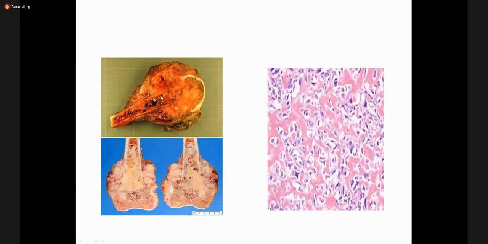So here you see the gross picture of the osteosarcoma. You see this is the native bone. There is the shaft of the long bone, and here on the head side, you see this is the tumor, and there is no demarcation for the tumor. Again, this whole part is the tumor, which is involving the head of the long bone. And there is the microscopic picture of the osteosarcoma.